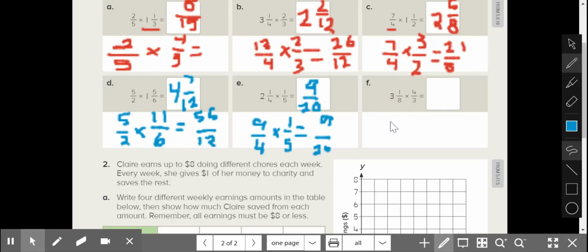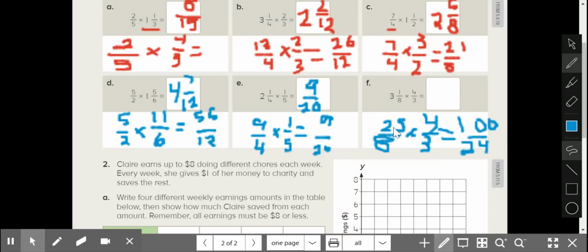3 times 8 is 24, plus 1 is 25, so we have 25/8 times 4/3. Well, 4 times 25 really isn't that hard. Think of money. 4 times 25 gives us 100. 8 times 3 is 24.